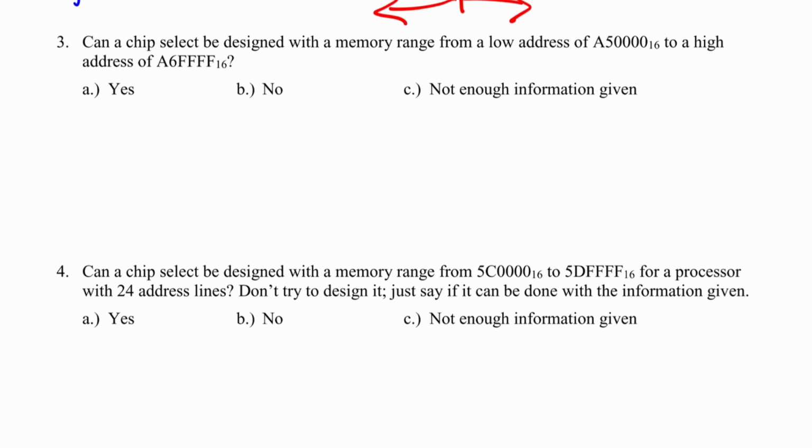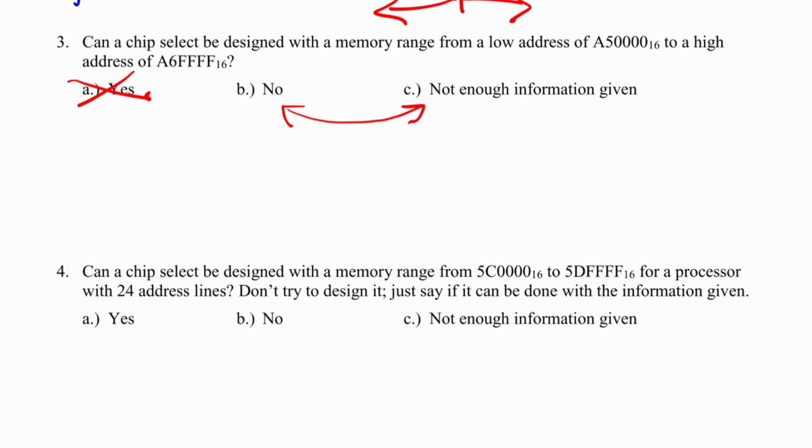Can a chip select with a memory range from a low address of A50000 to a high address of A6FFFF be designed? Well, first of all, there's a couple of problems here. Number 1, we cannot figure out how many total bits we've got coming from the processor. This automatically eliminates the yes answer because there's no way to figure out how many bits are going to the chip select.